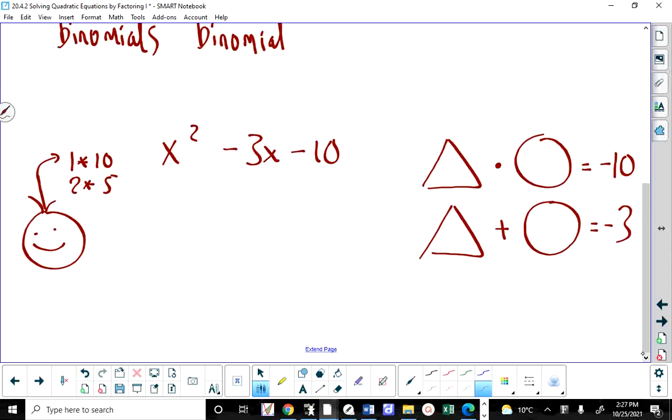Now, when I make one of them positive and one of them negative, they have to add to give negative 3. Which means, this is kind of a tip, I'm looking for a pair of numbers that are 3 apart from each other, because one's going to be negative and one's going to be positive. So it must be the 2 and the 5. They're 3 apart.